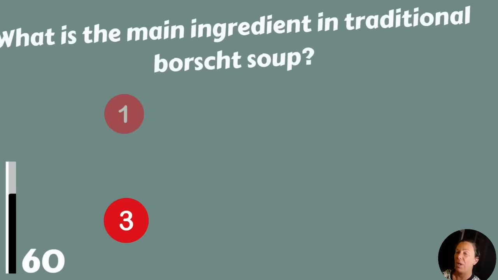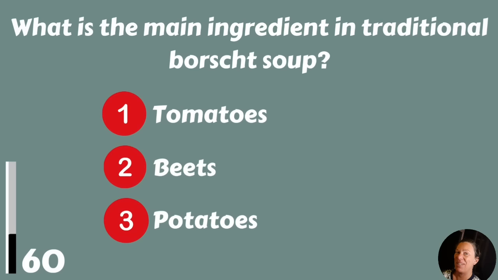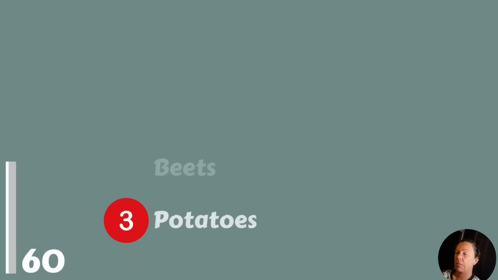What is the main ingredient in the traditional borscht soup? Tomatoes, beets, or potatoes? Beets.